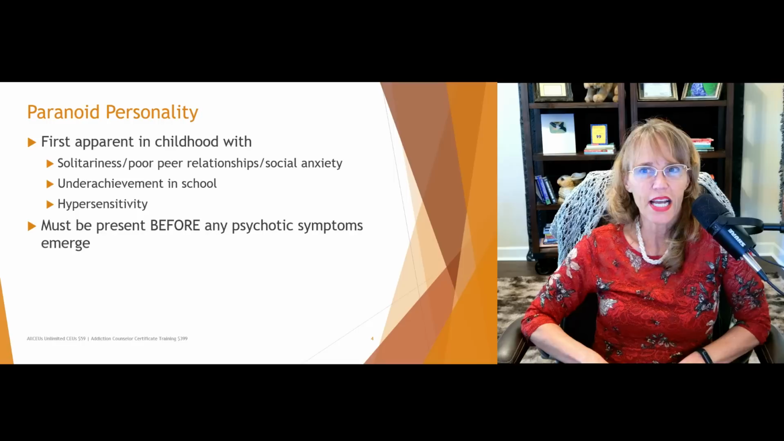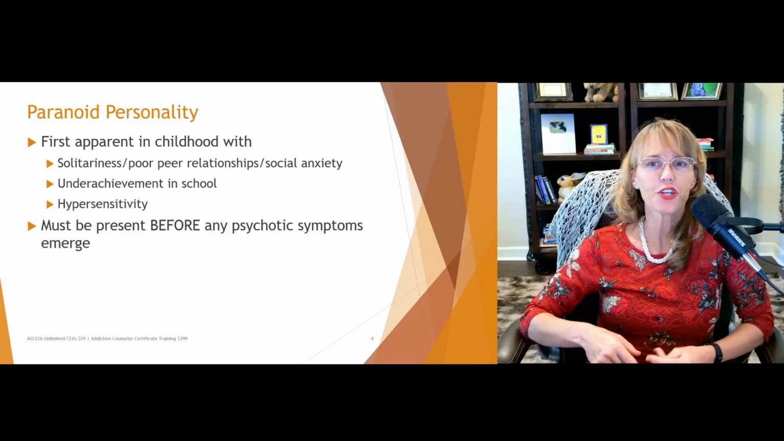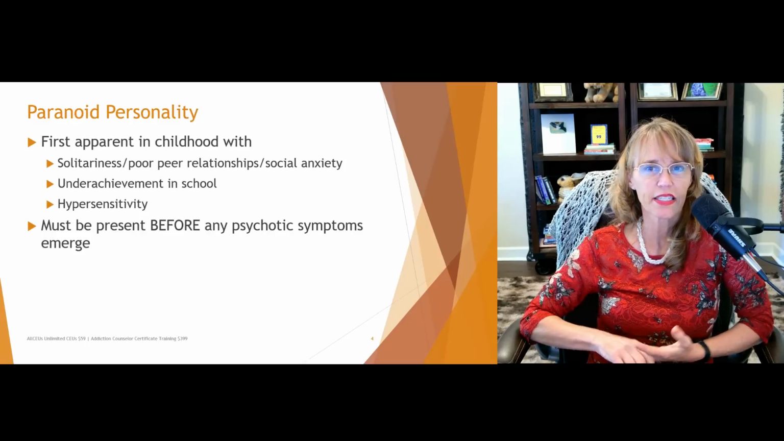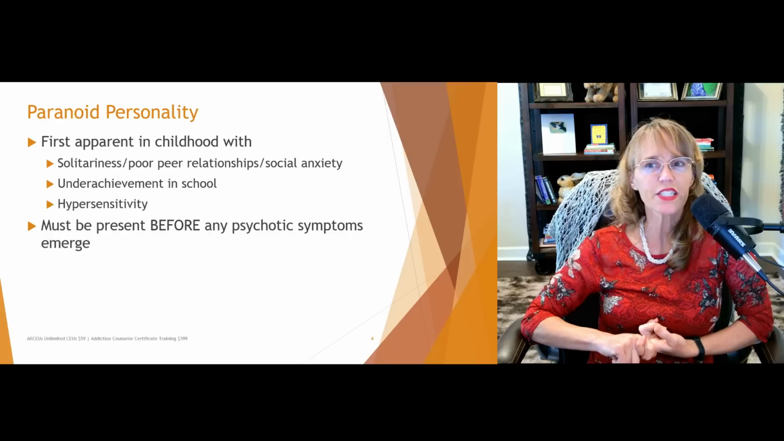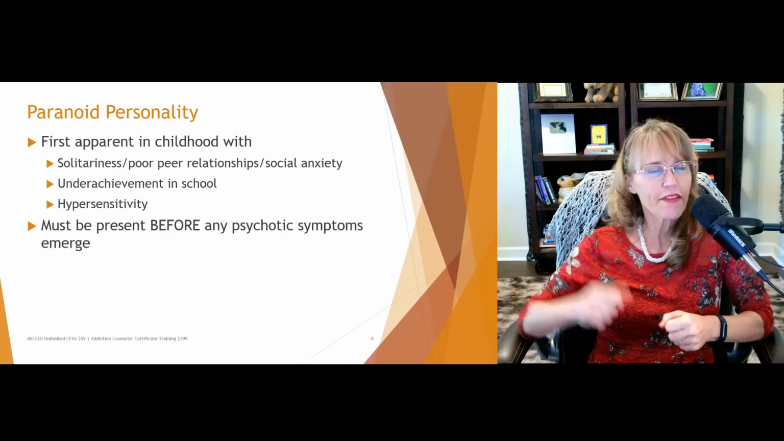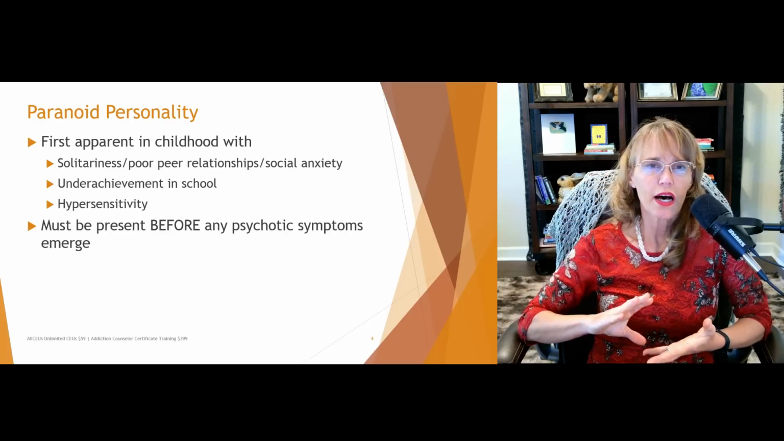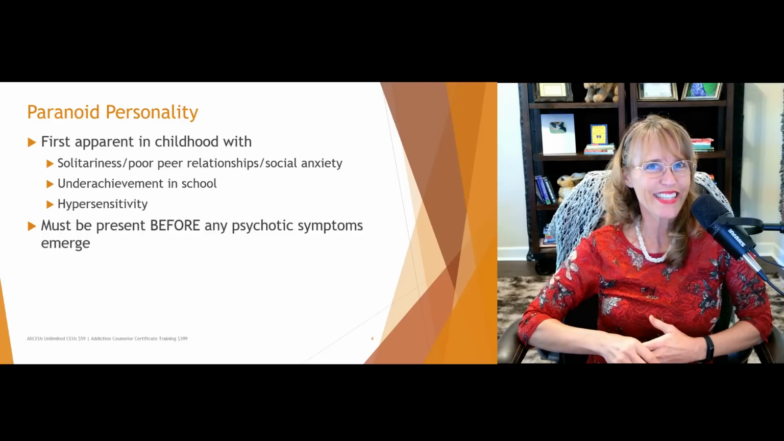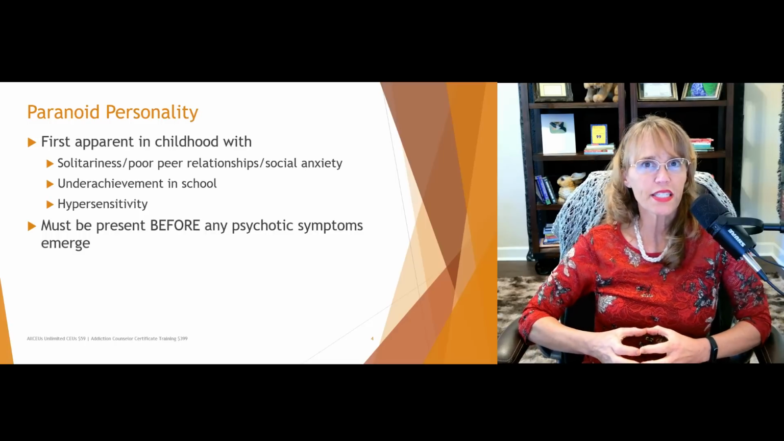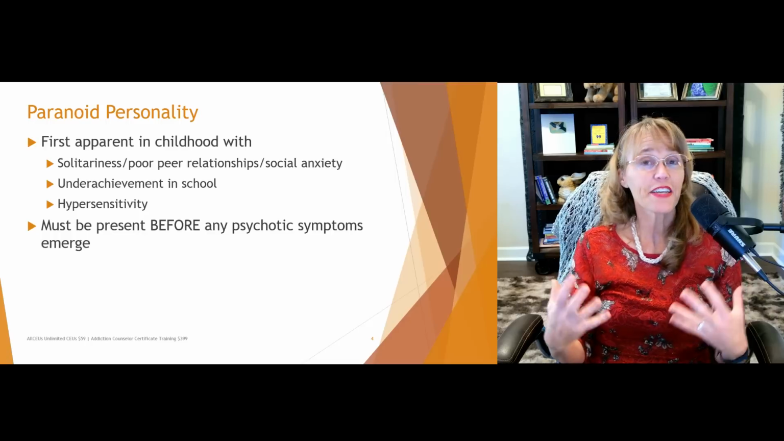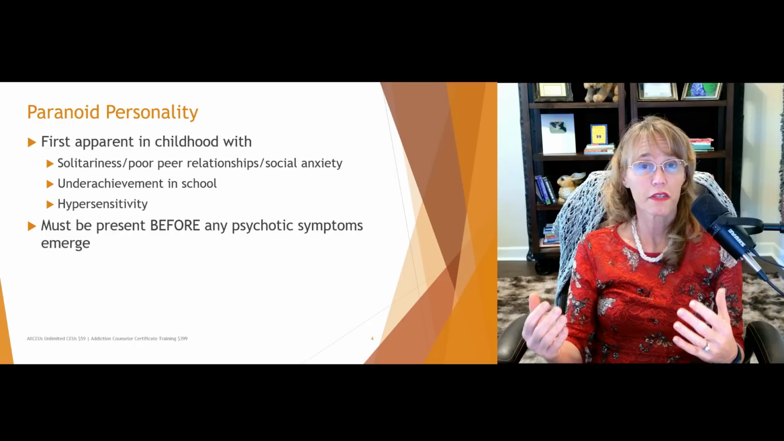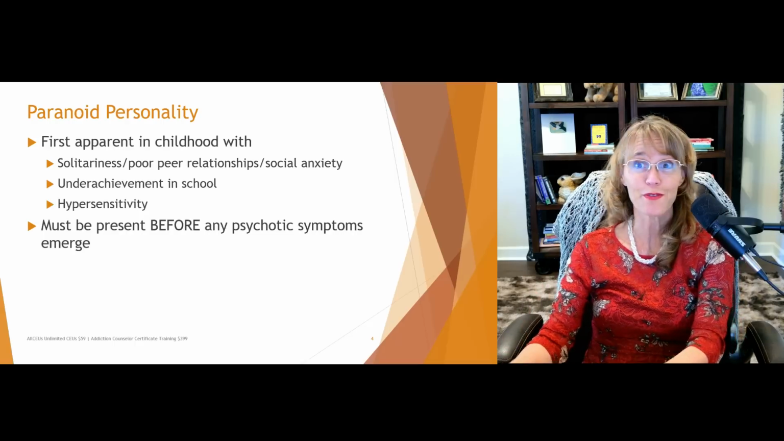For paranoid personality, it's first apparent in childhood with solitariness, poor peer relationships, and social anxiety, underachievement in school, and hypersensitivity. So we see a lot of behaviors, and I want you to think back to adverse childhood experiences and what a child may be learning when their life experiences have been one of trauma or neglect or verbal abuse or physical abuse.